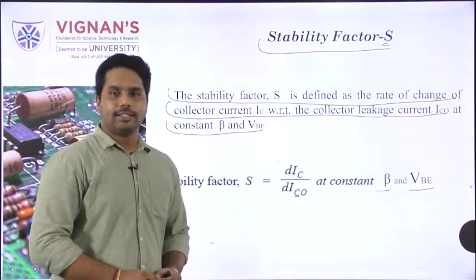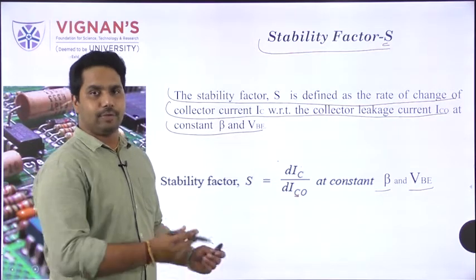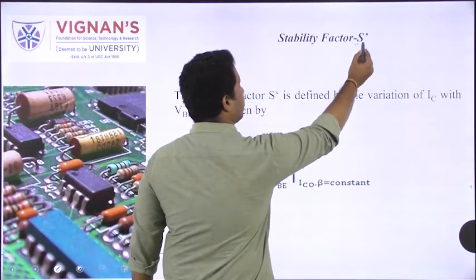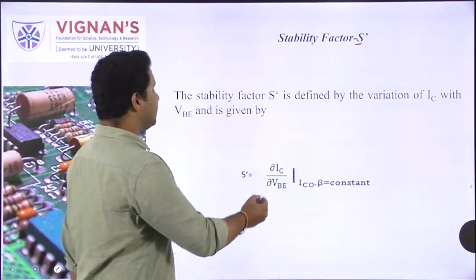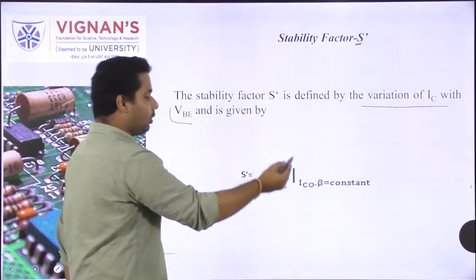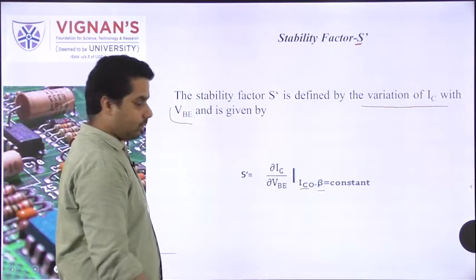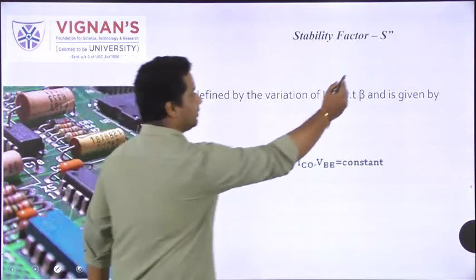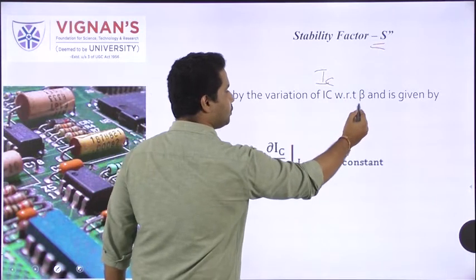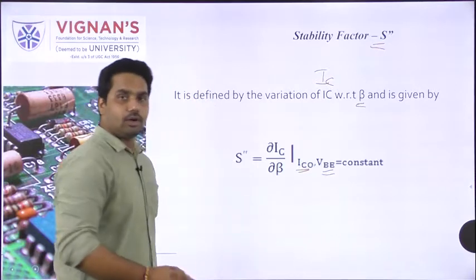And this stability factor has some more variations; in two more ways we can find the stability factor. One is S dash, which is defined as the variation of collector current with respect to VBE at constant IC0, that means collector leakage current, and beta. And another one is S double dash, defined as the variation of collector current IC with respect to beta when collector leakage current and VBE are constant.